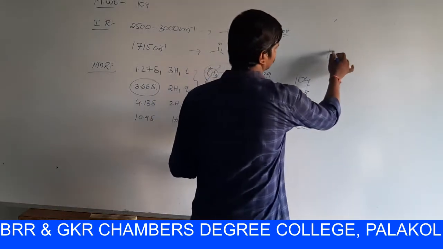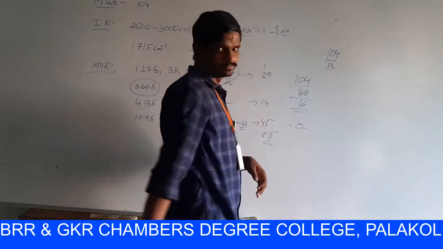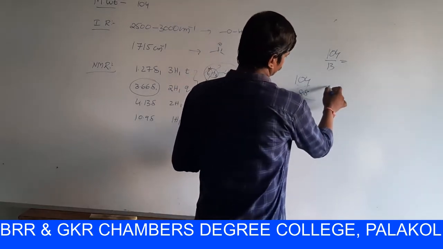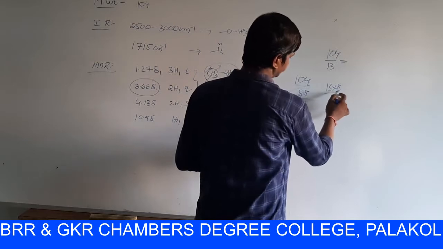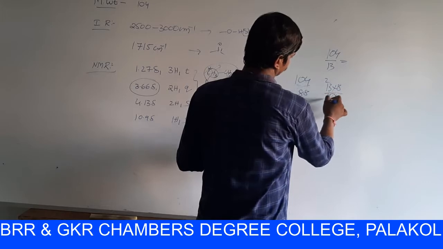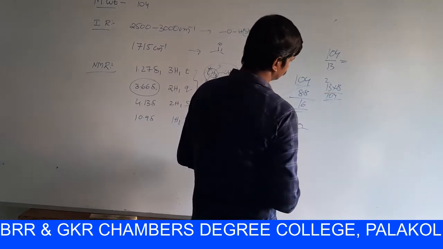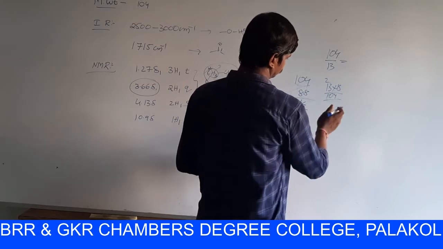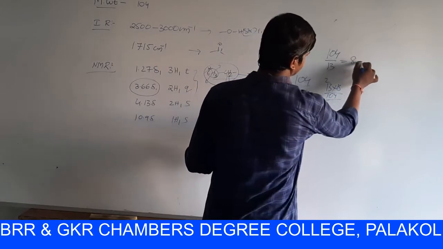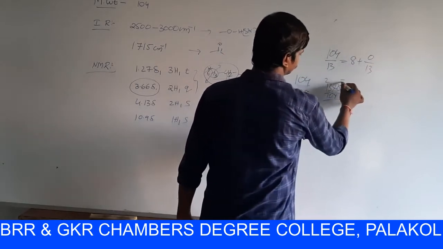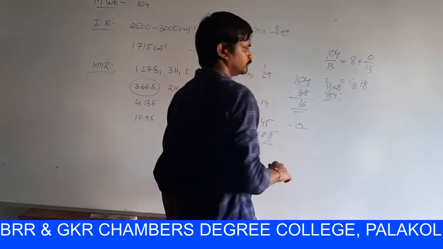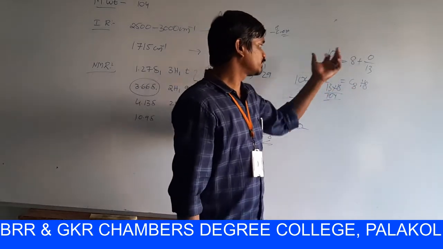So the molecular formula is 104 by 13. So 104 by 13 is how many times? 13 into 8 is 104. So 8 times and it remains 0, 0 by 13. So then the hydrocarbon formula is C8, 8 plus 0, H8. So this is the hydrocarbon formula corresponding to 104.